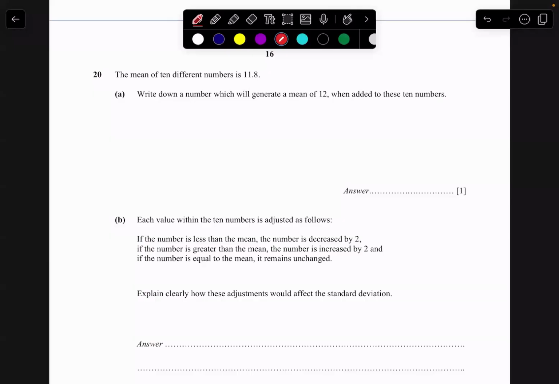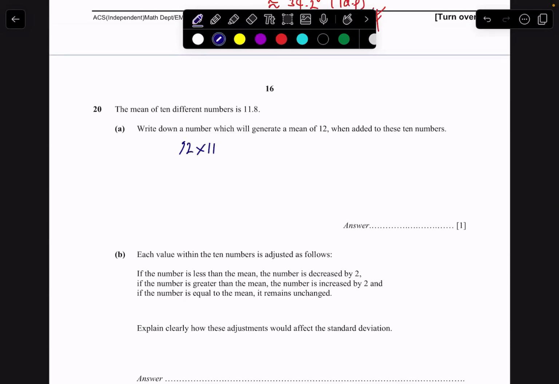Question 20. The mean of 10 different numbers is 11.8. Write down a number which will generate a mean of 12 when added to these 10 numbers. Pretty straightforward. 12 times 11, because I want a mean of 12 with 11 numbers, minus the current total of 11.8 times 10 numbers. So that will be 14.